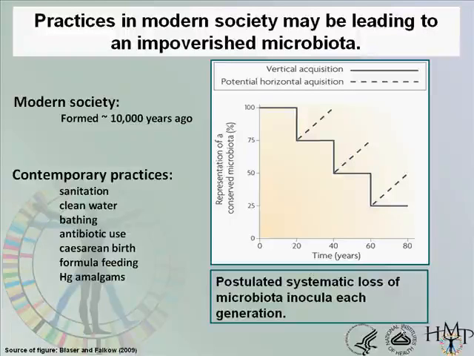And because each generation has potentially a more and more impoverished microbiota, the idea here, and that's what this stepwise diagram is supposed to show, is that as each generation passes, we have fewer and fewer of the full, rich inoculum that the newborn should be exposed to. So that's another piece of information that I think is part of this conversation.